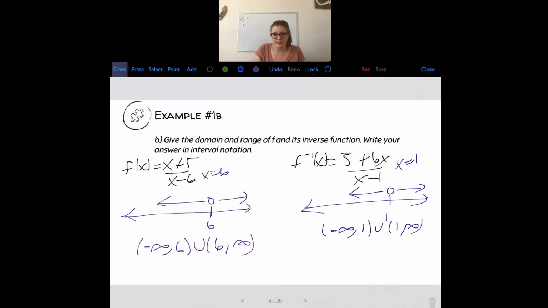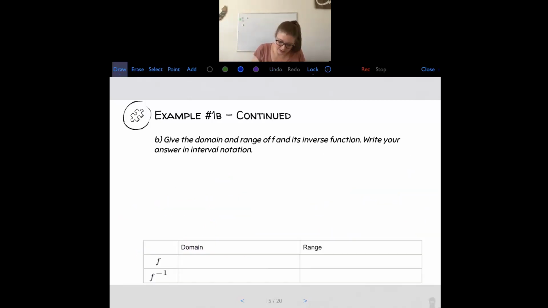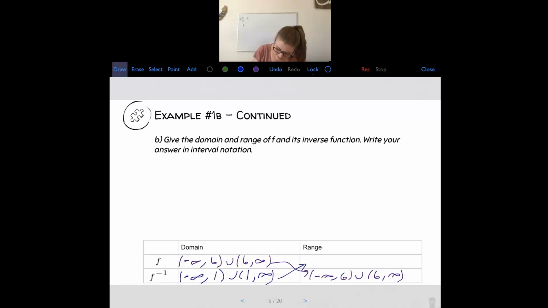So let's put this together to answer the question about domain and range. The domain of f was negative infinity to 6, union 6 to infinity. And by the property of domain and range in inverse functions, this is also the range of f inverse. The domain of f inverse was negative infinity to 1, union 1 to infinity. This is the range of f. So it's pretty cool. We've usually only talked about range looking at a graph, but now using a function and its inverse, we can get the domain and range of all of those parts.